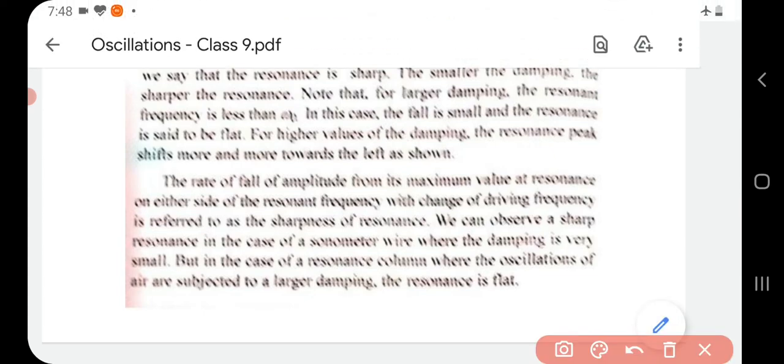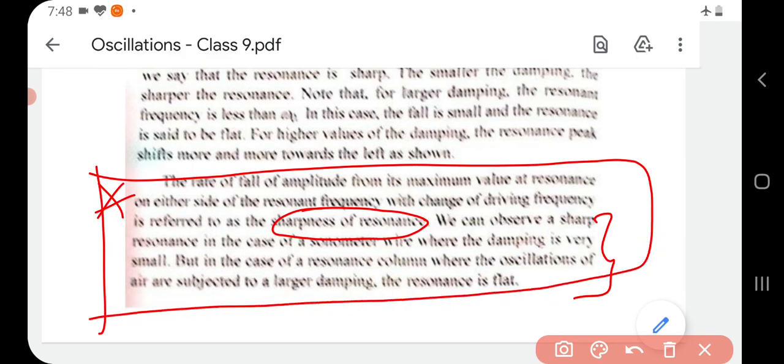Now, what is meant by sharpness of resonance? One definition: the rate of fall of amplitude from its maximum value at resonance, on either side of the resonant frequency, with the change of driving frequency. That is called sharpness of resonance. We can observe a sharp resonance in the case of a sonometer wire, where damping is very small. In the case of a resonance column, where the oscillations are subjected to large damping, resonance will be flat. So here you get two examples for sharp resonance and flat resonance. So this paragraph is important.